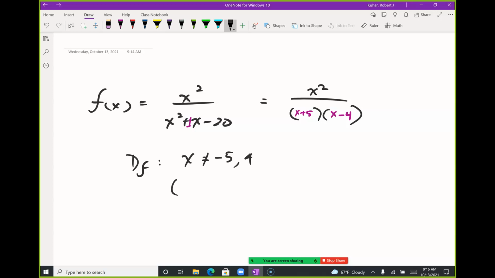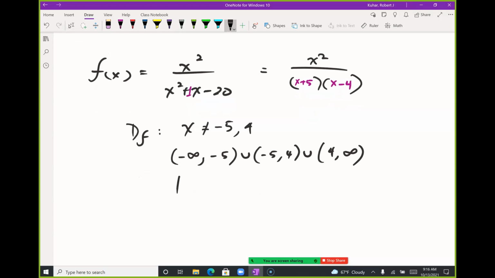Of course, the interval there is what? Minus infinity to negative 5, union from negative 5 to 4, union from 4 to infinity. I could also state it as all of the reals minus negative 5 and 4, right? All of those things basically say the same thing.